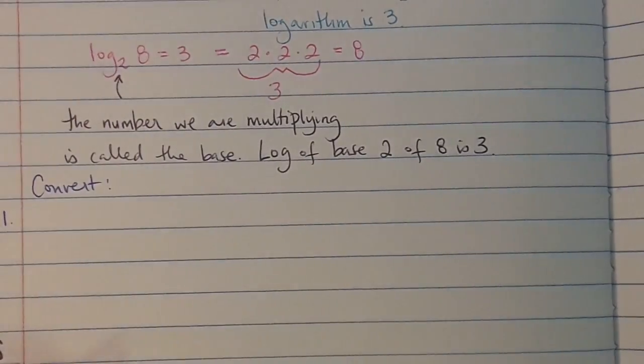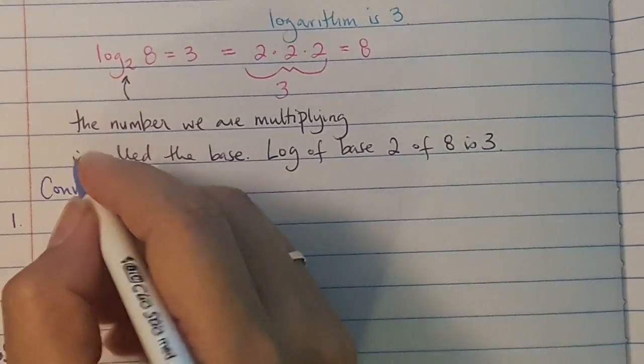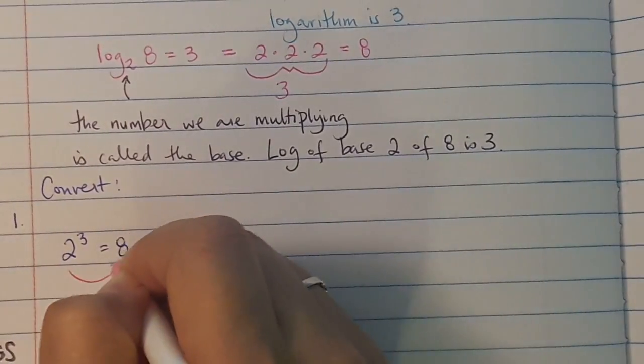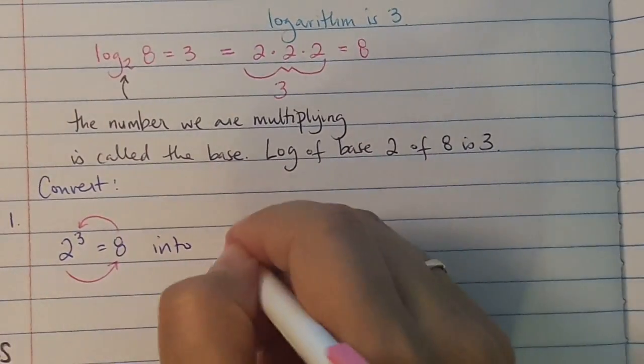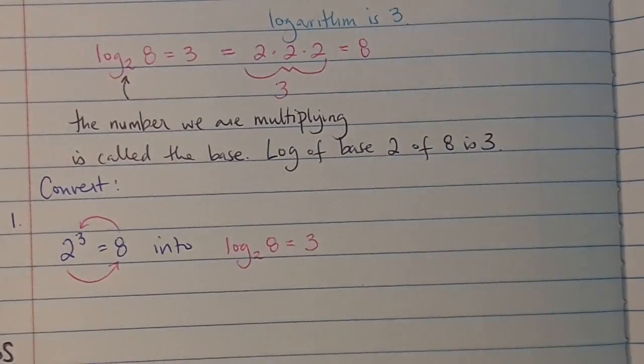Alright, so let's convert some things. So 2 to the power of 3 is equal to 8. If you want to write that into logs, it's really simple. You start at the 2, you go counterclockwise, past the equal sign, and then back to the last number. So log the base 2 of 8 is equal to 3.